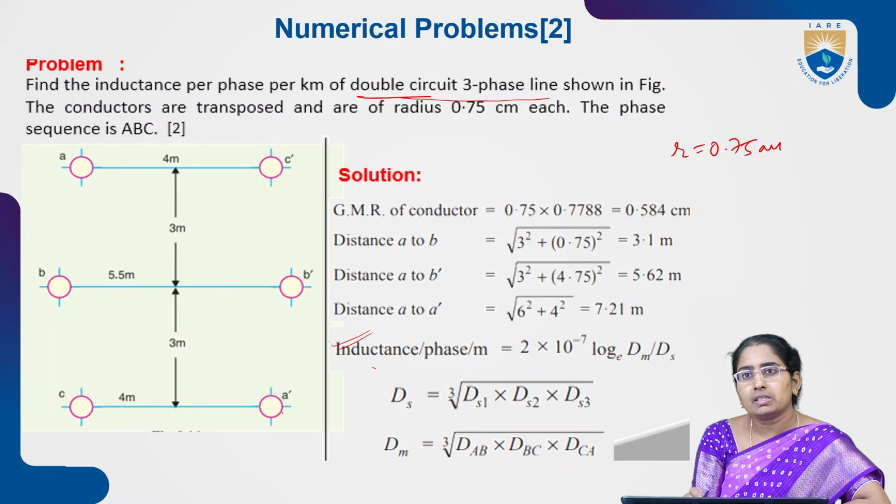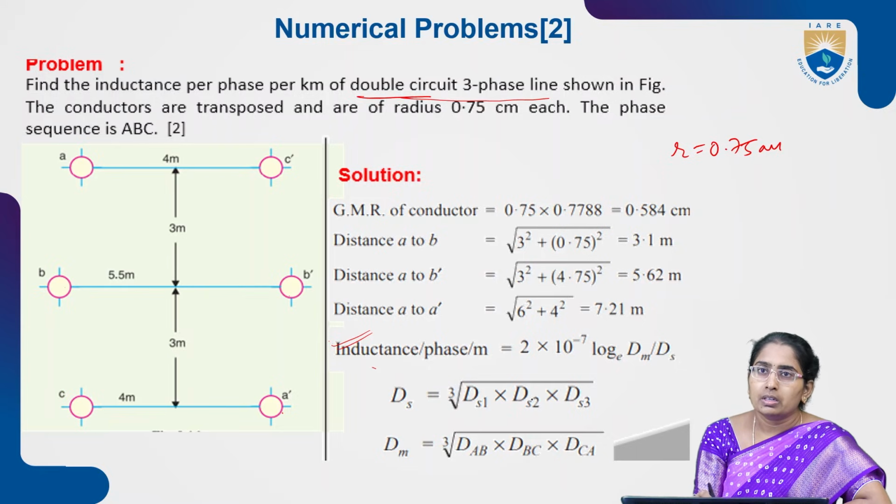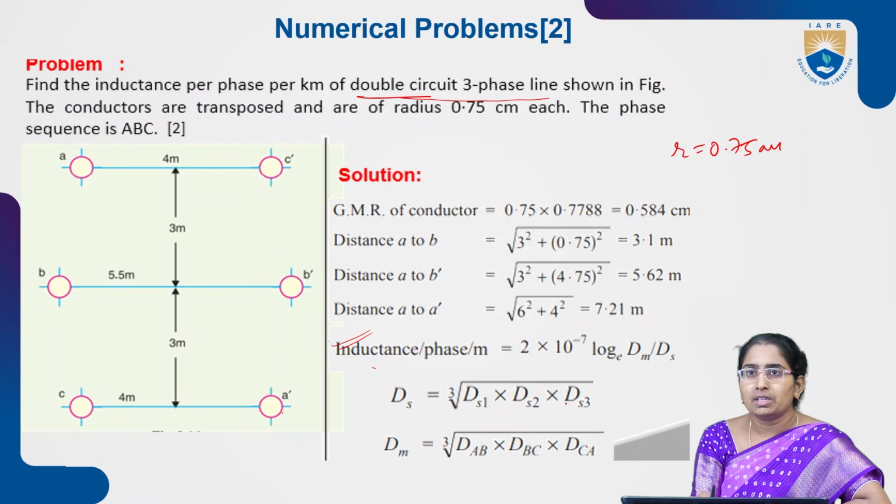Okay, single phase line or three phase line. So that is the expression. Now calculate first Dm and Ds for this given circuit. Here, because this is a three phase line, Ds is the cube root of Ds1 multiplied with Ds2 multiplied with Ds3. Next, Ds1 is the self GMD with respect to the first phase, A phase. We have to calculate.